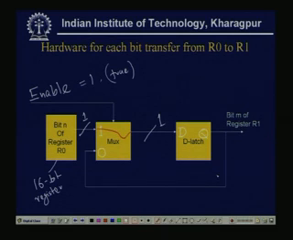And the other is the 0 input of the multiplexer. When enable is 0, then the same value is again latched. So, this is the actual bit by bit way in which the bit transfer occurs from an n bit register to another n bit register. That is the hardware for that.